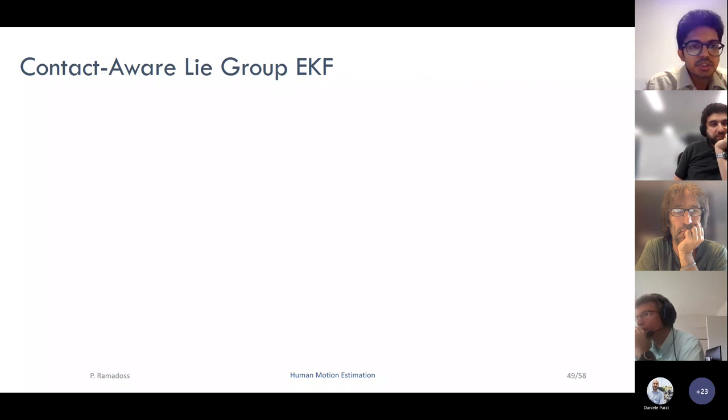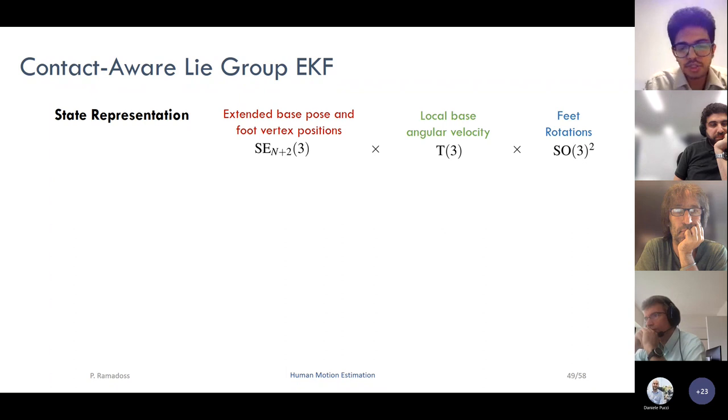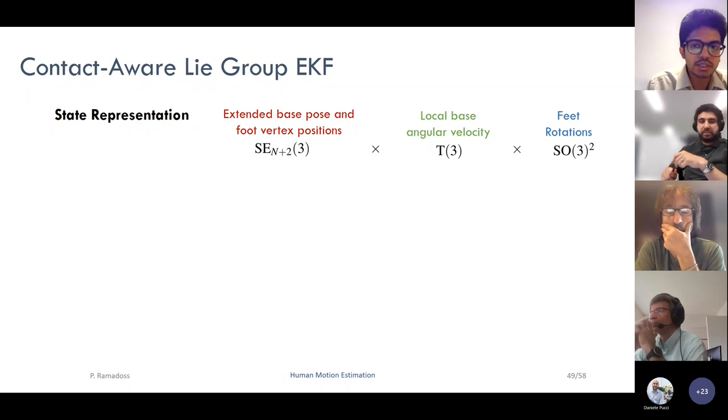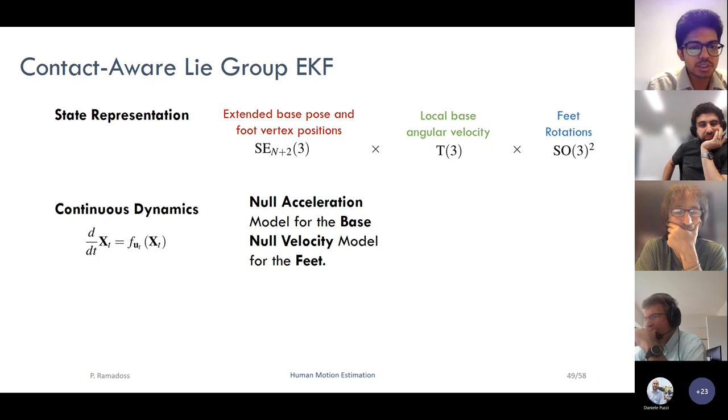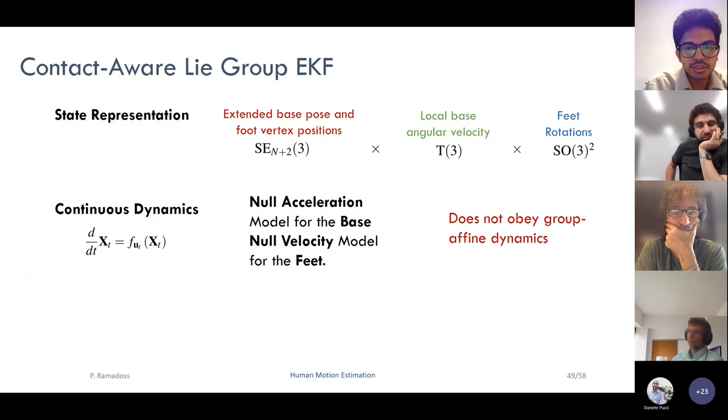For the floating base estimation, we use a contact-aware extended Kalman filter on Lie groups. In particular, we use a state representation that includes the extended base pose along with the position of the contact points on the foot. We also want to estimate the angular velocity of the base link along with the rotations of the foot. We rely on a continuous system dynamics, and we use a null acceleration model for the evolution of the base and a null velocity model for the evolution of the foot pose. It must be noted that this does not obey group affine dynamics.